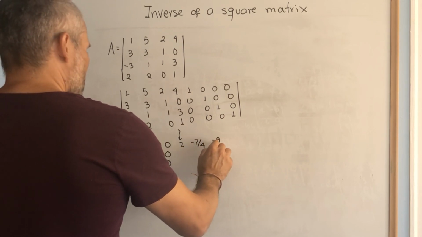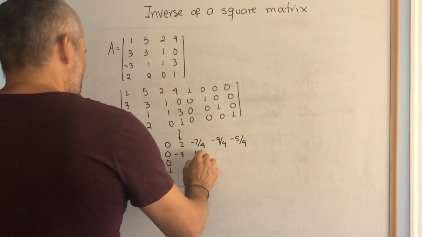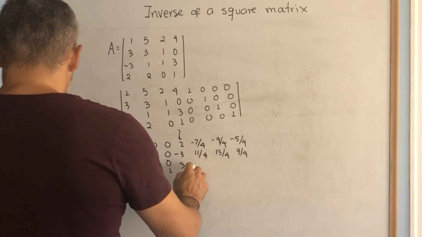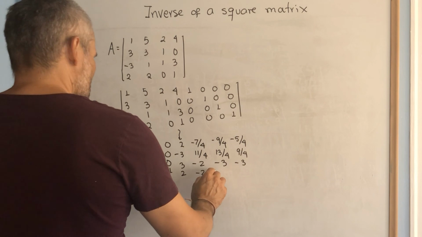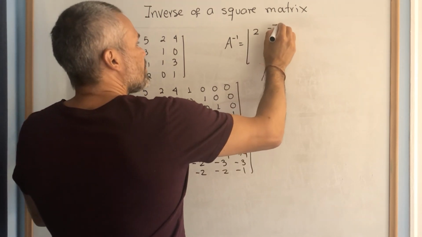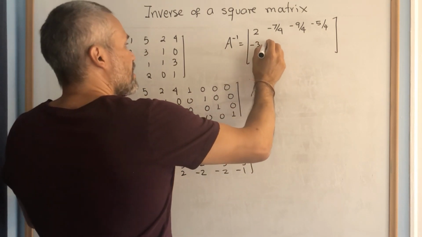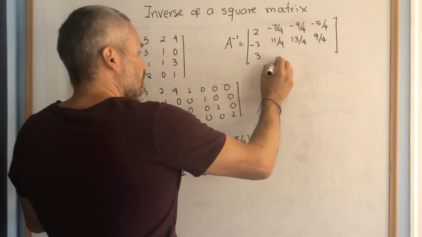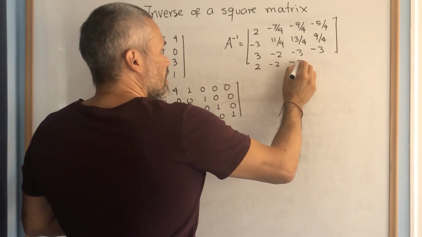And here you get the matrix 2, negative 7/4, negative 9/4, negative 5/4, negative 3, 11/4, 13/4, 9/4, 3, negative 2, negative 3, negative 3, 2, negative 2, negative 2, and negative 1. That means that A inverse is the matrix 2, negative 7/4, negative 9/4, negative 5/4, negative 3, 11/4, 13/4, 9/4, 3, negative 2, negative 3, negative 3, 2, negative 2, negative 2, and negative 1.